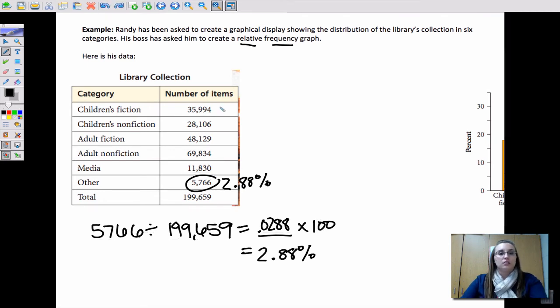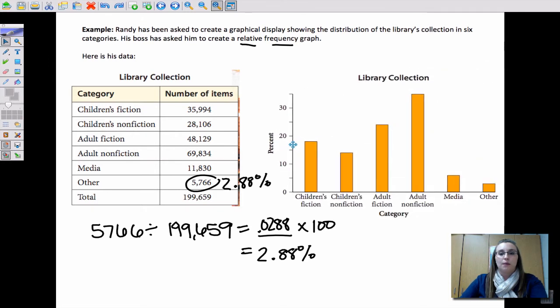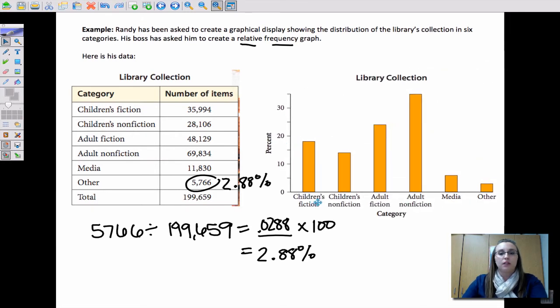And you would go ahead and just do this for all of these categories, and then basically you would create a graph where you had all of the categories along the bottom and the percent along the side, and you would graph. So other, you can see it's at about 2.8%. Children's fiction is a little bit underneath 20%, so if we were to calculate that out, that's what we should get. Okay, so we would do the percents and we would just make a bar on each one. All right, so that's a good example of a bar graph.